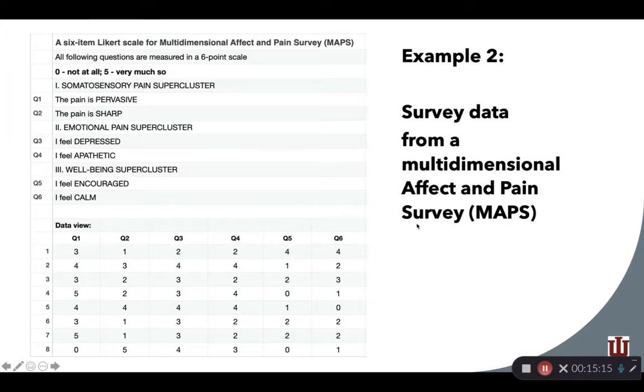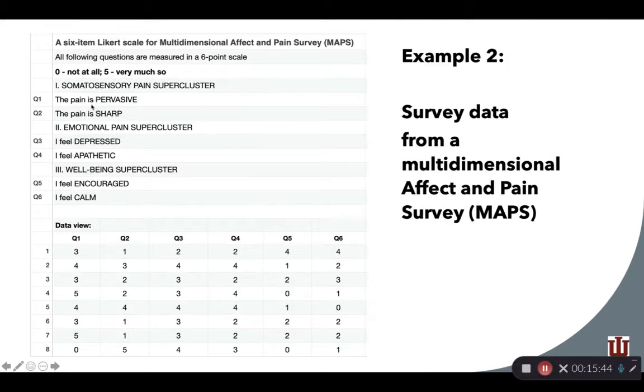The overall measure here is the affect and pain. But this construct consists of 3 subdimensions. The first one is the somatosensory pain supercluster. The second is the emotional pain supercluster. And the third is the well-being supercluster. So these 3 subdimensions make up the overall measure of affect and pain.